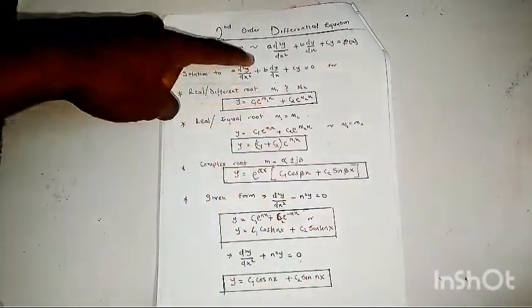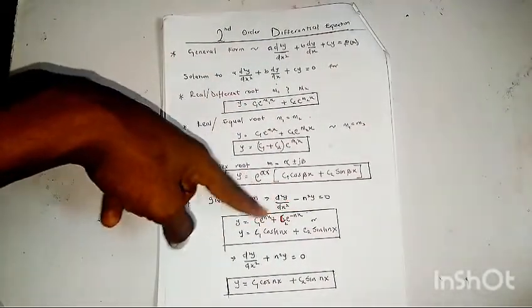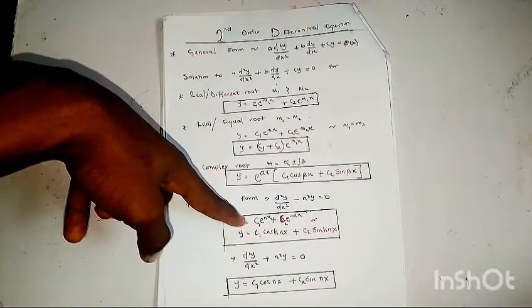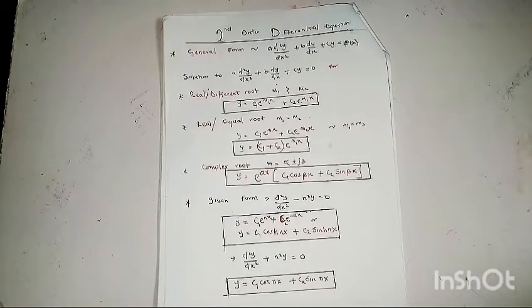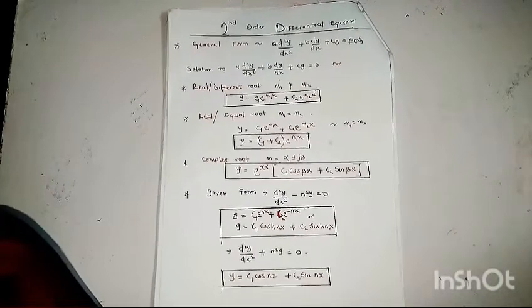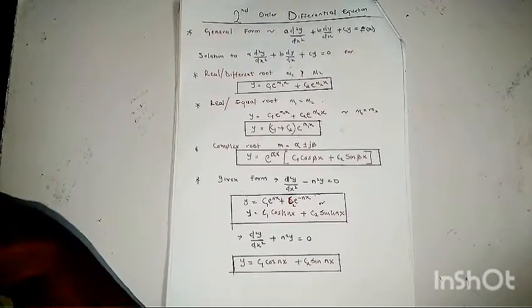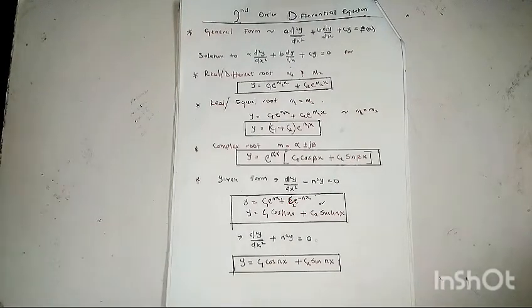Now if you look at this particular function, the first order term here is missing. So given this particular form of equation, the solution automatically becomes y equals c1 exponential nx plus c2 exponential minus nx, or c1 cos nx plus c2 sine nx. Now given this other form of equation, d square y divided by dx square plus n square y is equal to 0, the solution automatically becomes c1 cos nx plus c2 sine nx.